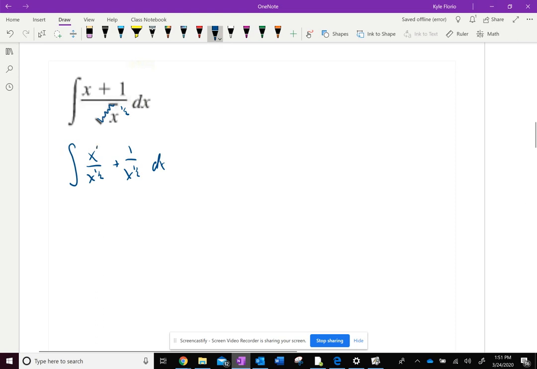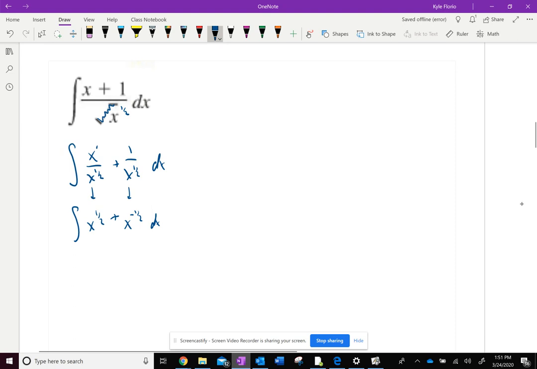When I'm dividing two numbers with the same base, I can just subtract the exponents. So 1 minus a half is a half. So that's just x to the 1/2. 1 over x to the 1/2 I can rewrite as x to the negative 1/2. The goal of that, again, is so I can use my power rule for antiderivatives.